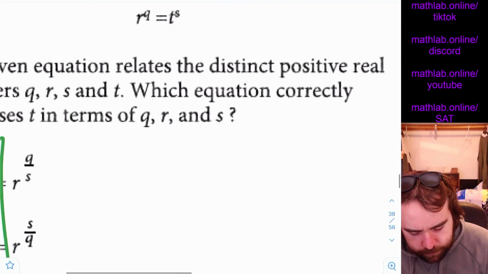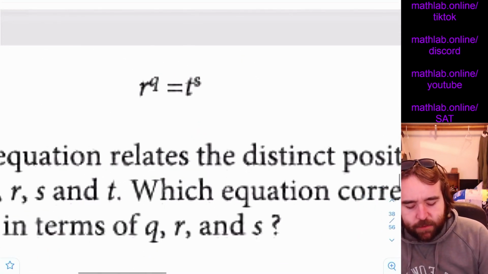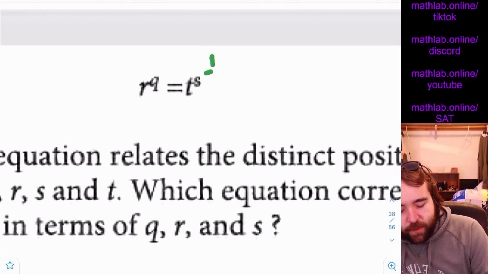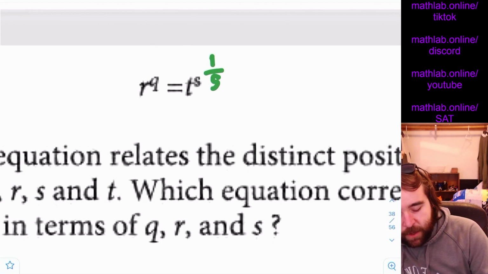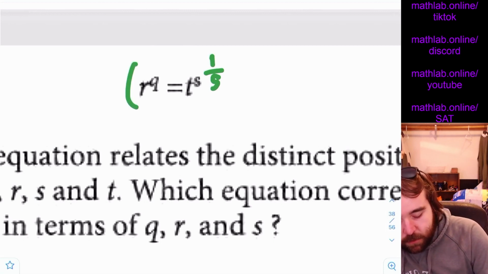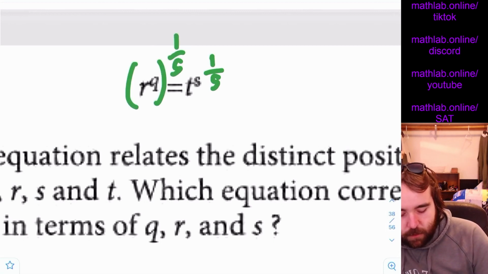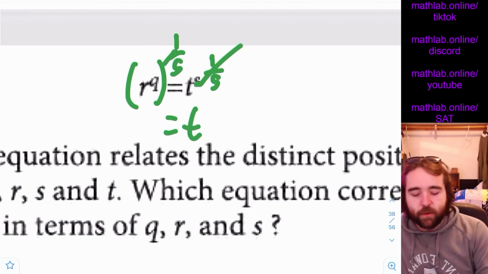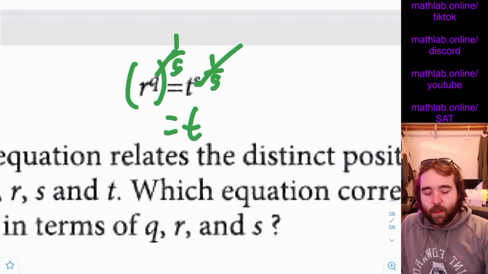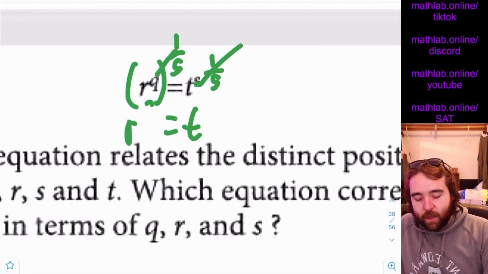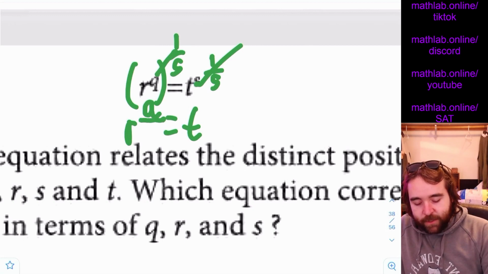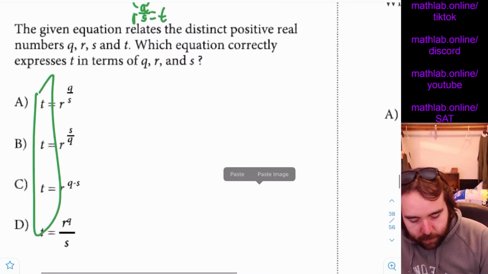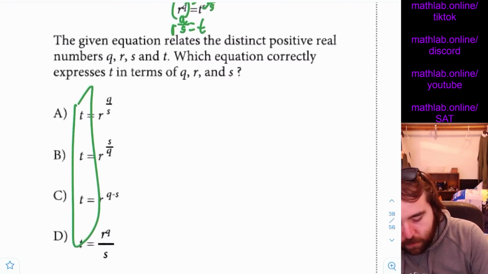So we need to cancel out that S. So you might say like the S-th root or something like that. But also remember that taking the S-th root is multiplying or raising both sides to the 1 over s. So that's canceling this out. That's getting us just plain t on this side. And then here, when you have an exponent raised to an exponent, you multiply them. So q times 1 over s is q over s. That's a thick marker. So what do we want? R to the q over s.